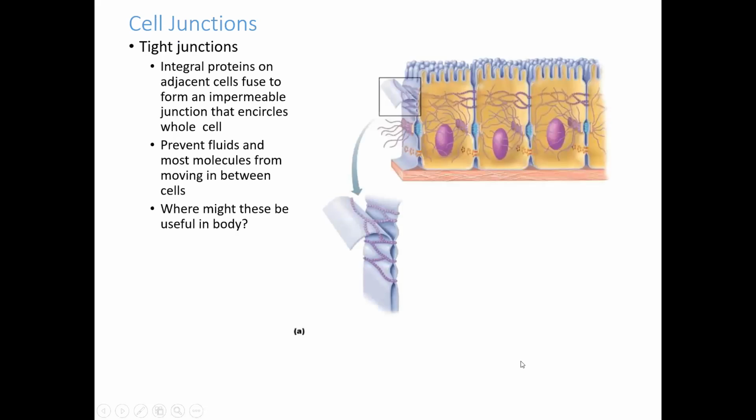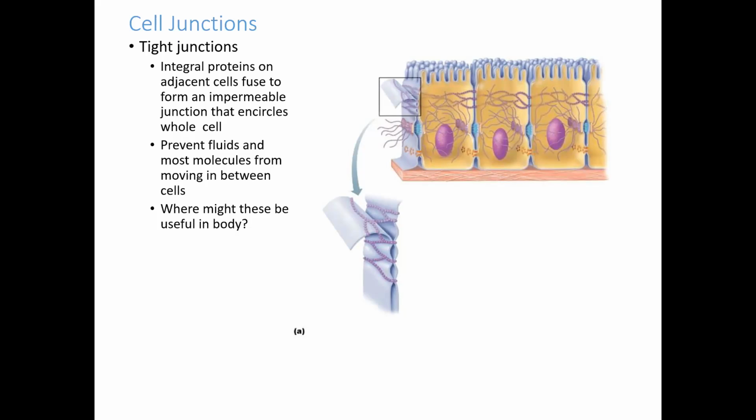Now, three different ways. The tight junctions, almost got desmosomes and tight junctions mixed up there. Tight junctions are where we want to have a barrier where nothing can get through. So, for example, the cells in the lining of our stomach, the epithelial cells that make it up, are held together with tight junctions.